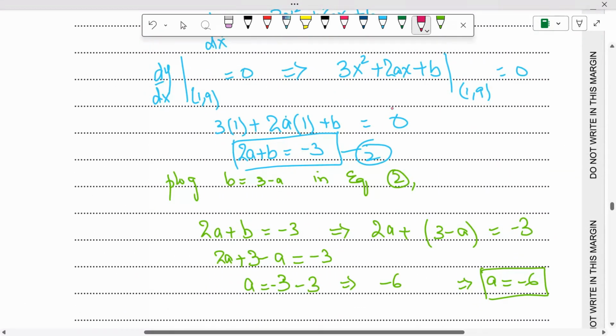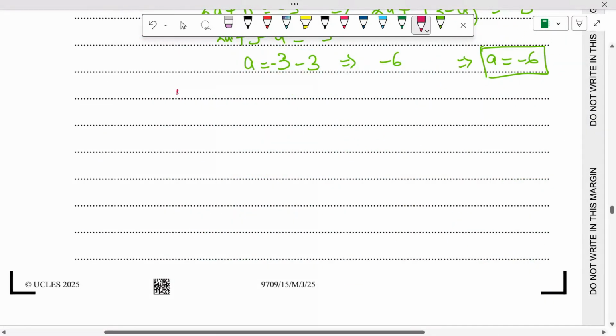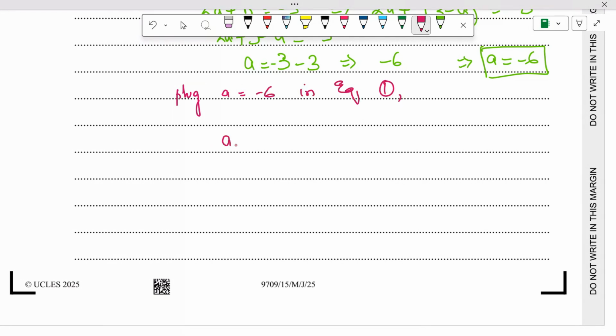Now plugging the value of a equals -6 into equation 1, which is a plus b equals 3, and here a is -6. So -6 plus b equals 3, so b equals 9. So we have calculated the values of a and b.